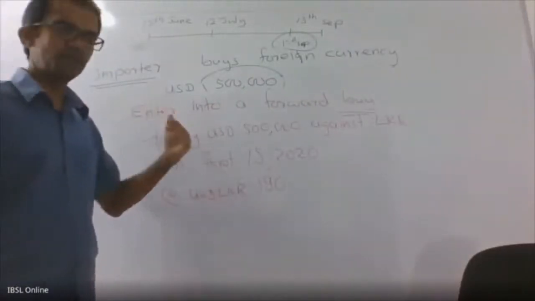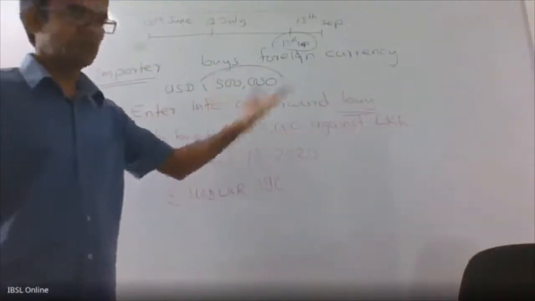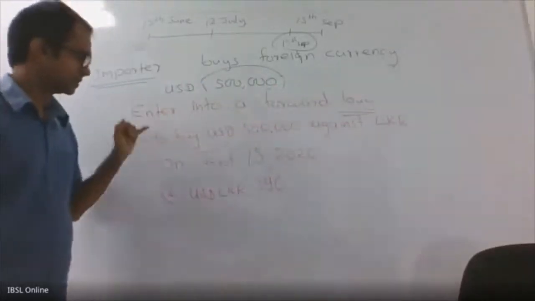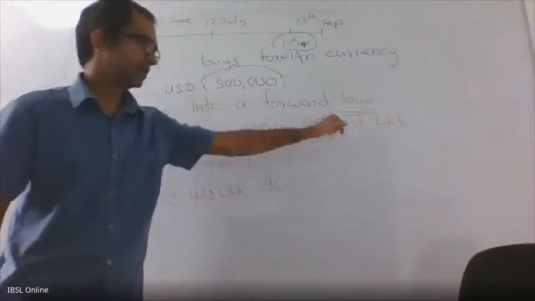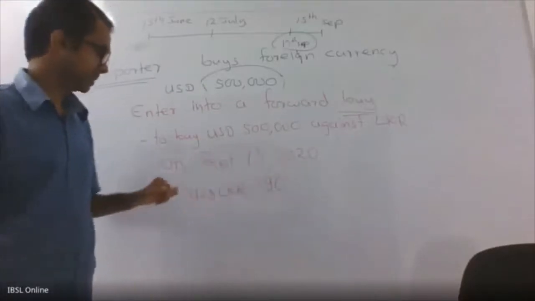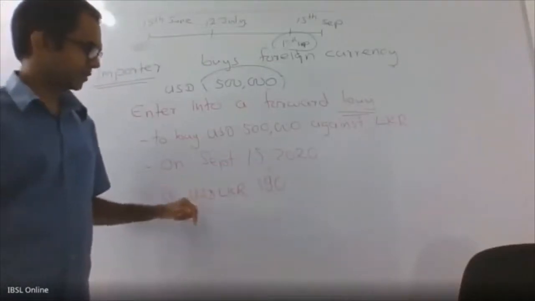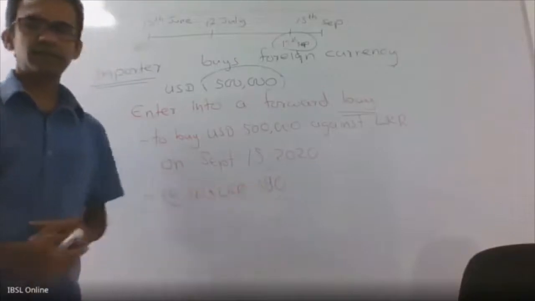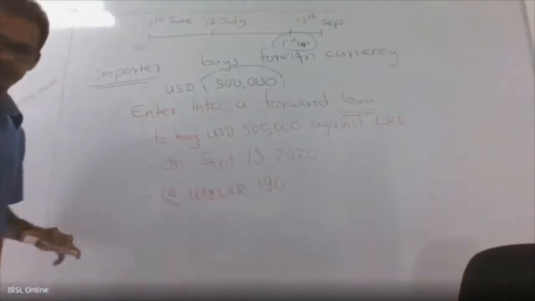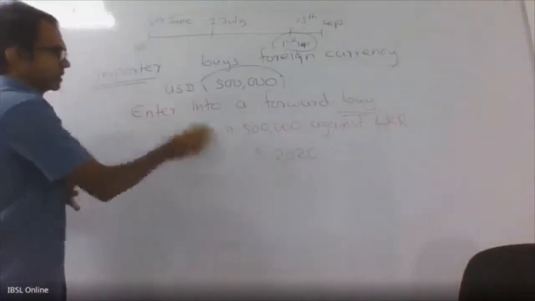So basically we say when you buy something forward, forward buy. When you sell something forward, we say sell forward or forward sell. So enter into a forward buy to do what? To buy $500,000 against LKR when he is going to buy it on the 15th. Settlement date is on 15th September at the rate of dollar LKR 190. That means for $1 he is going to buy, he has to pay 190. This is the transaction that the importer may enter into to hedge the foreign currency exposure.